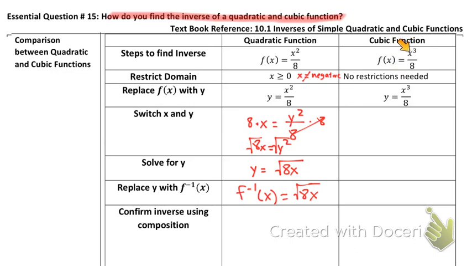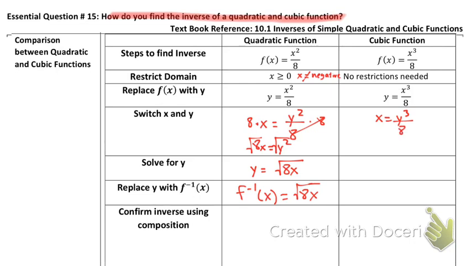Okay? So cubic. All right. So in a cubic, it's a power of 3. There's no restrictions needed, as you will see in a little bit. All right. So first step is take f of x, turn it into y. Next step is flip x and y, or switch x and y. So we have x equal y to the third over 8.